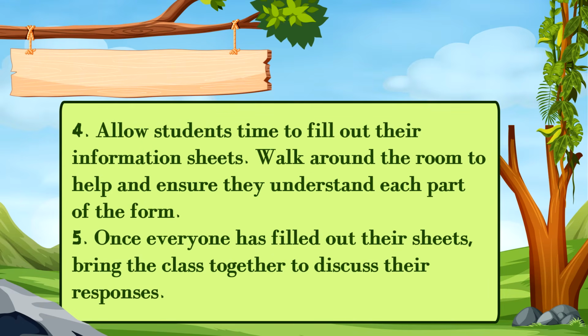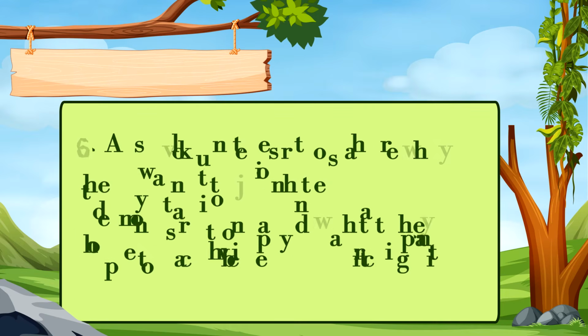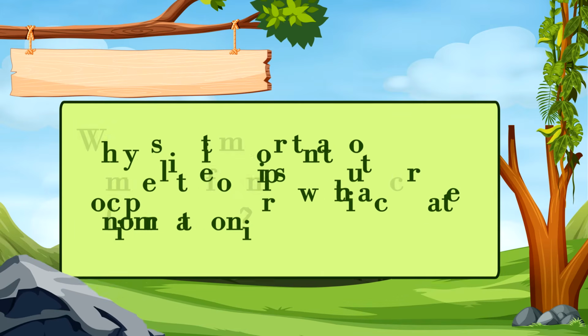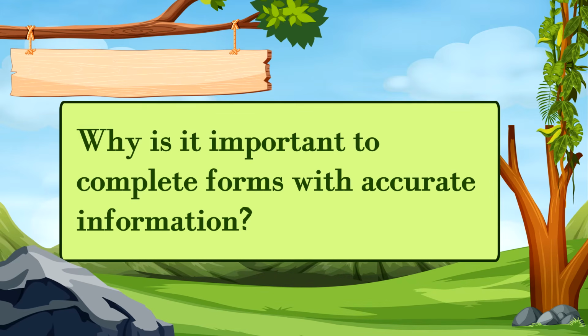Allow students time to fill out their information sheets. Walk around the room to help and ensure they understand each part of the form. Once everyone has filled out their sheets, bring the class together to discuss their responses. Ask volunteers to share why they want to join the demonstration and what they hope to achieve by participating. Why is it important to complete forms with accurate information?